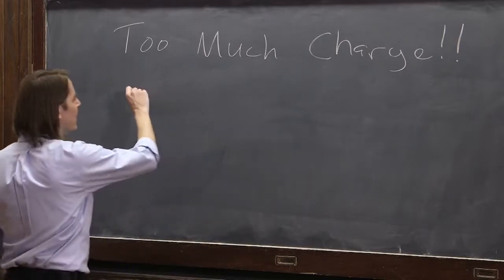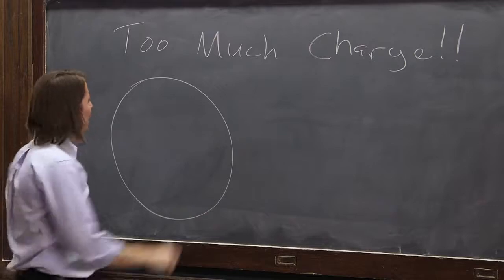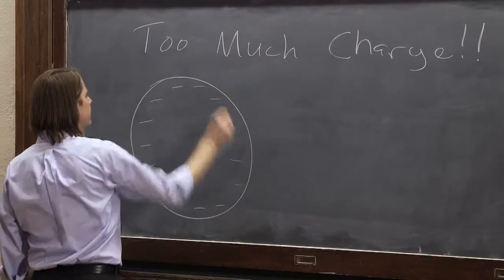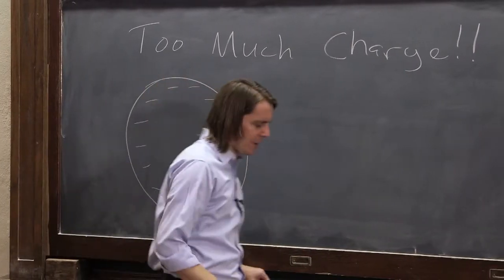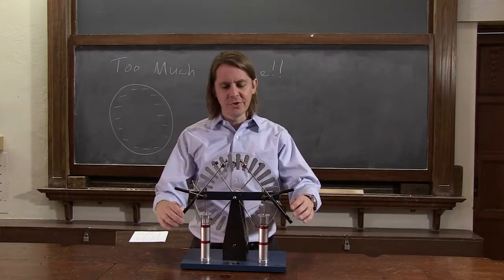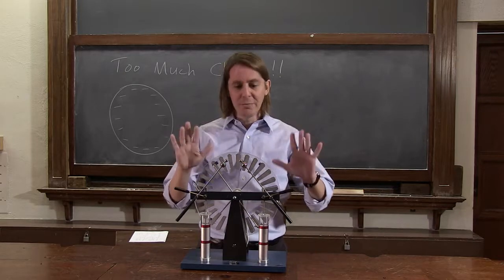So let's imagine we have just a curved conductor, and we put some charge on it. But we're not happy. Let's put more charge on it. Let's put a huge amount of charge. And that's what this thing does. This is a Wimshurst generator. Crazy looking machine, kind of looks like a time machine or something.